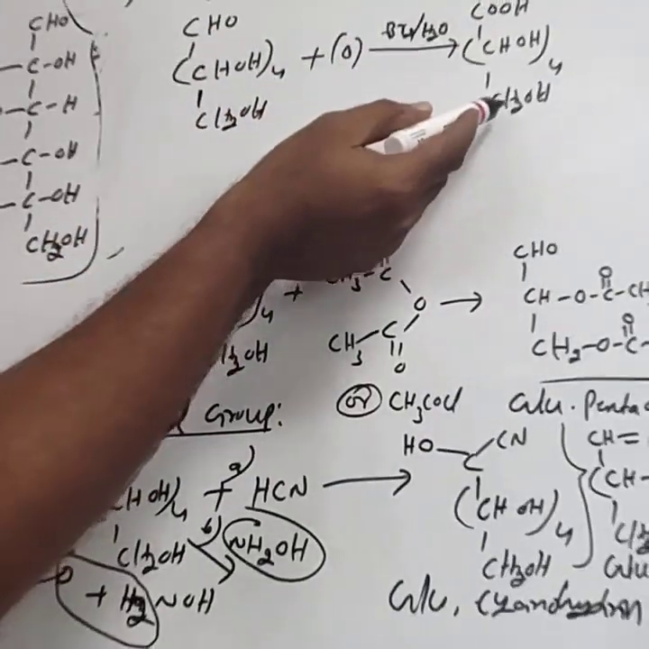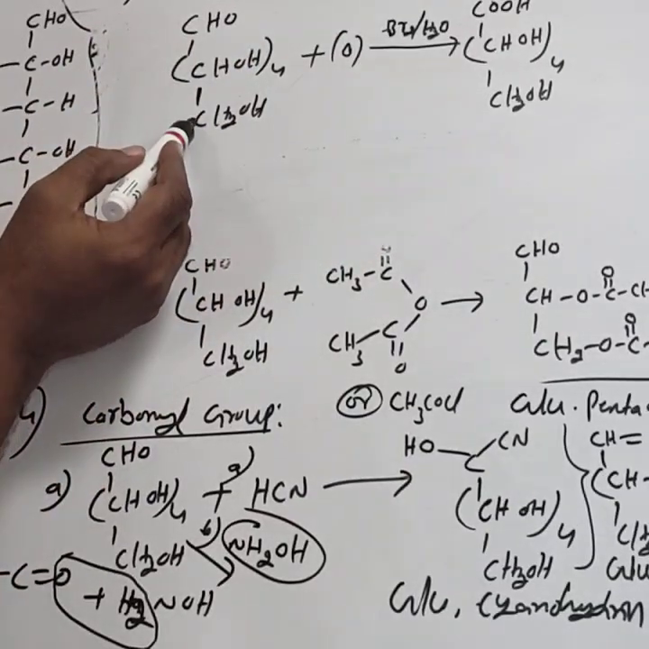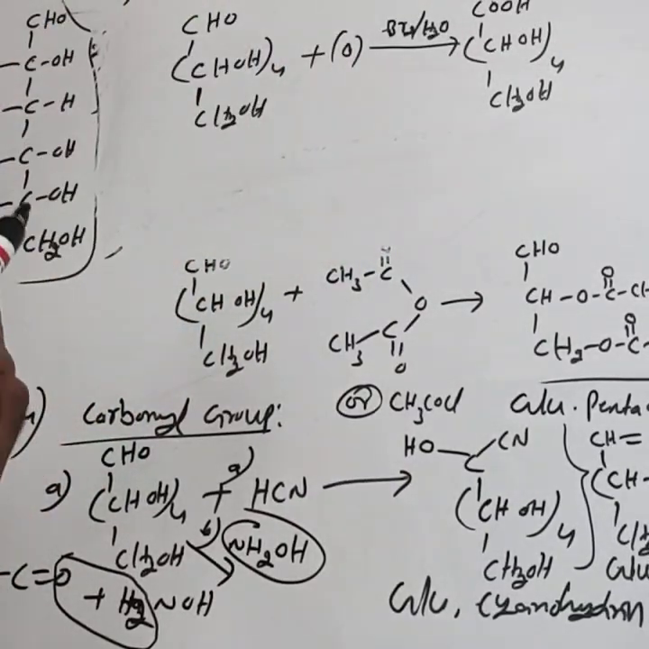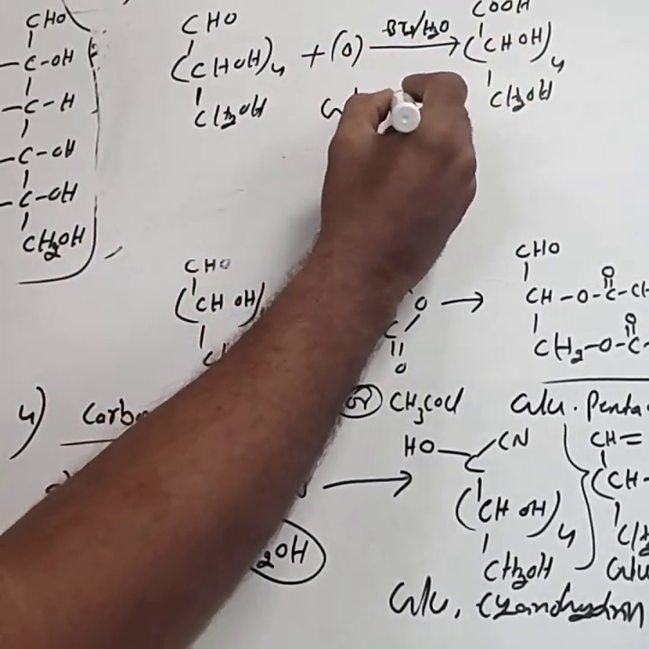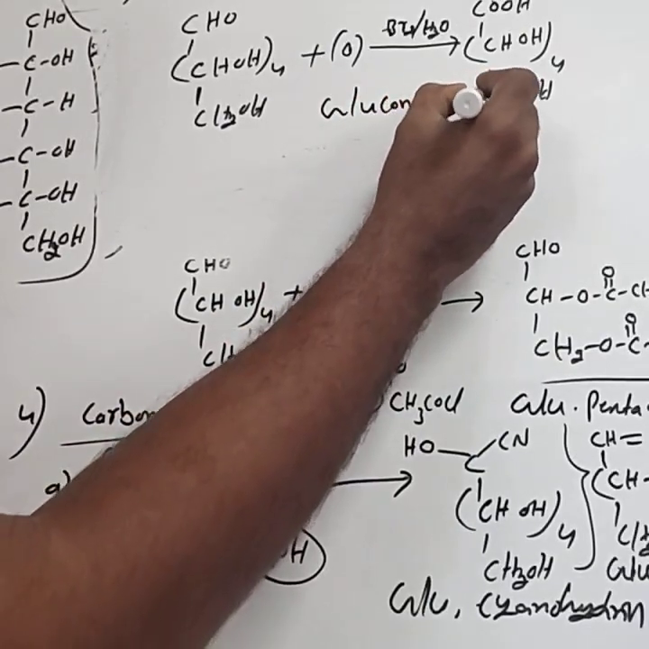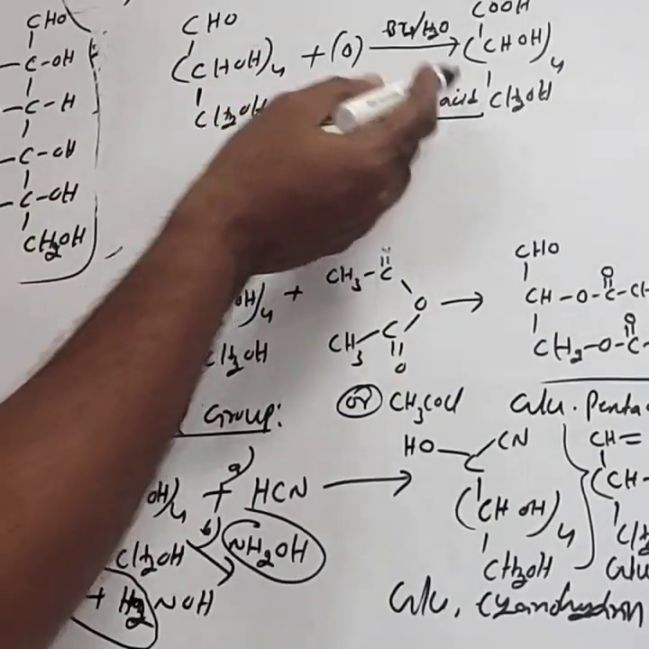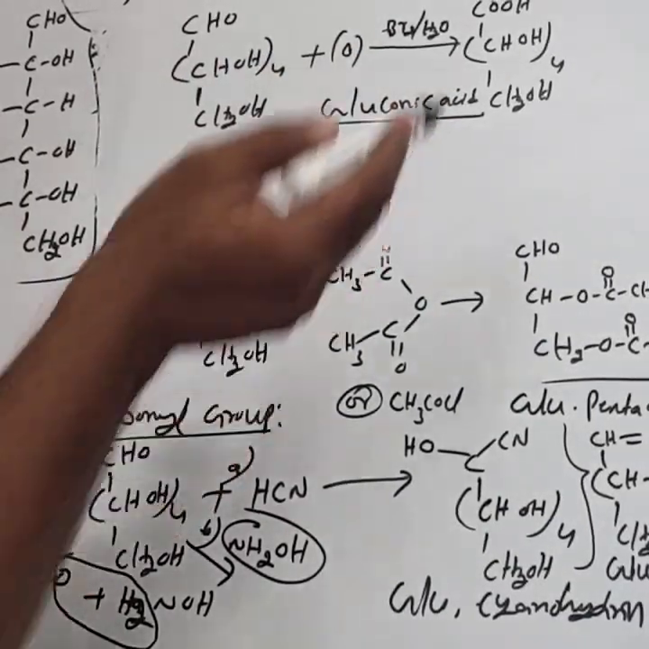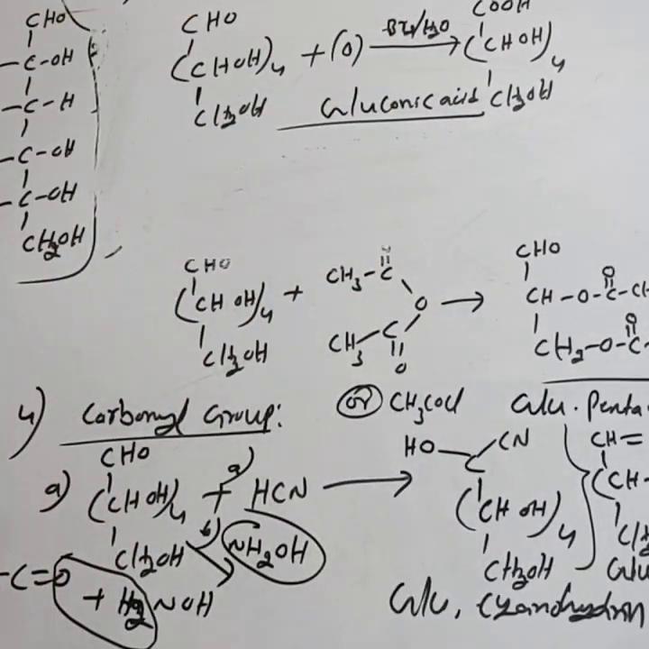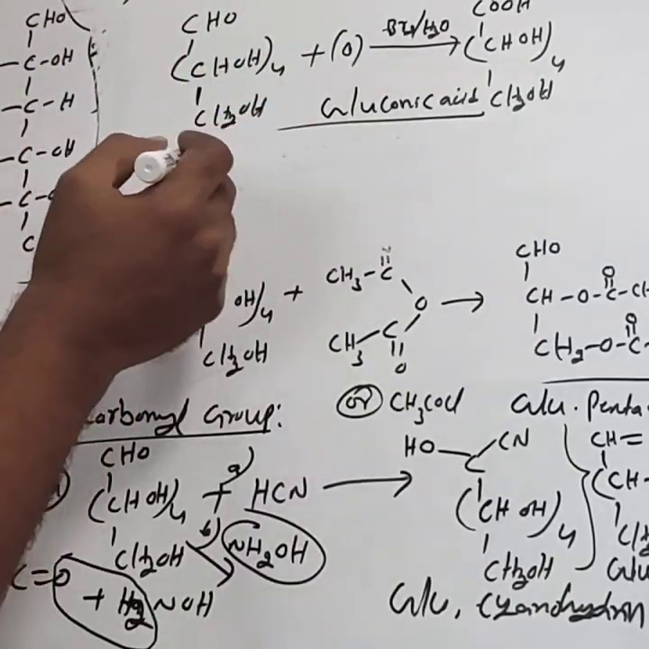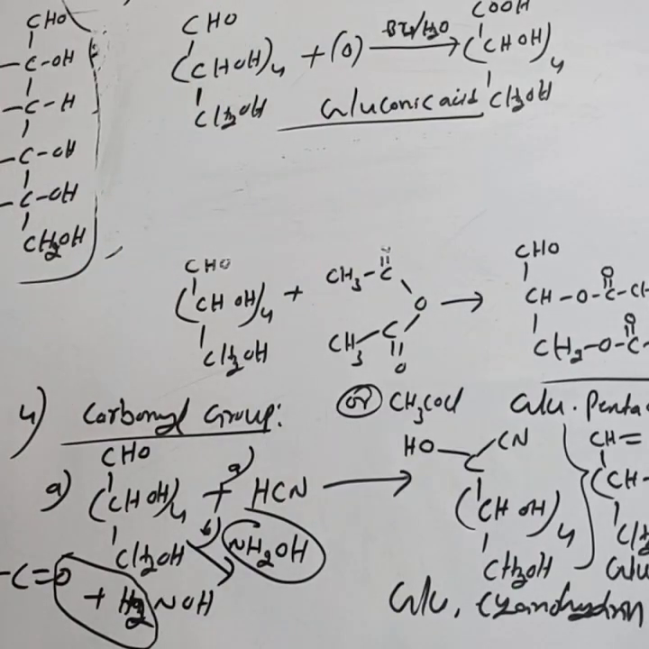You observe this monocarboxylic acid contains the same number of carbon atoms as the aldehyde. There is no change in the number of carbon atoms. The monocarboxylic acid name is gluconic acid. A monocarboxylic acid called gluconic acid is formed, which contains the same number of carbon atoms as the glucose molecule, indicating that glucose contains the aldehydic group.